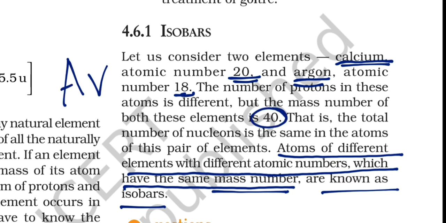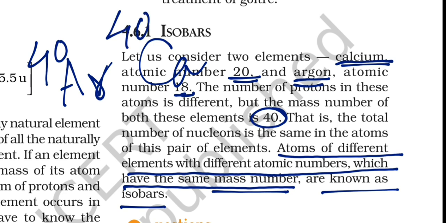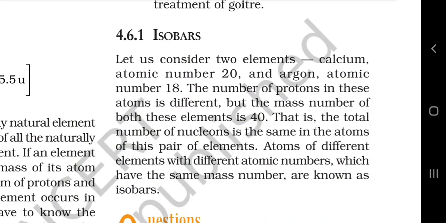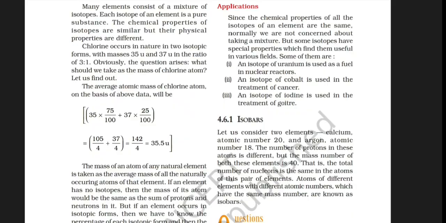Suppose argon, Ar, and calcium, they both have the same mass number but different atomic numbers. Calcium has 20 and argon has 18. And exactly the opposite was in isotopes. So in isobars, the element name is different and the atomic number is different, but the mass number is the same.